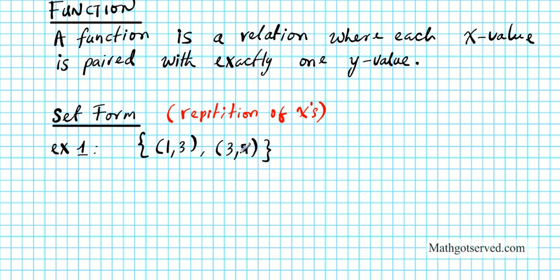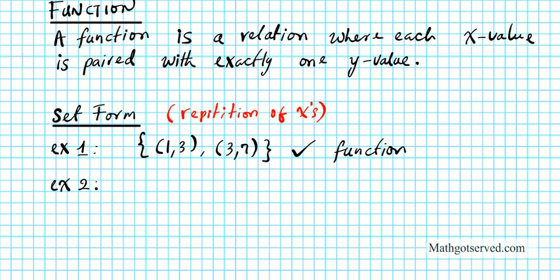Look at this. You have 1 and 3 as a set of x's. They are different, they're distinct. There are no repetitions here. So guess what? This is good. This is a function. So in ordered pairs, on a set form, look for repetition in the x's.